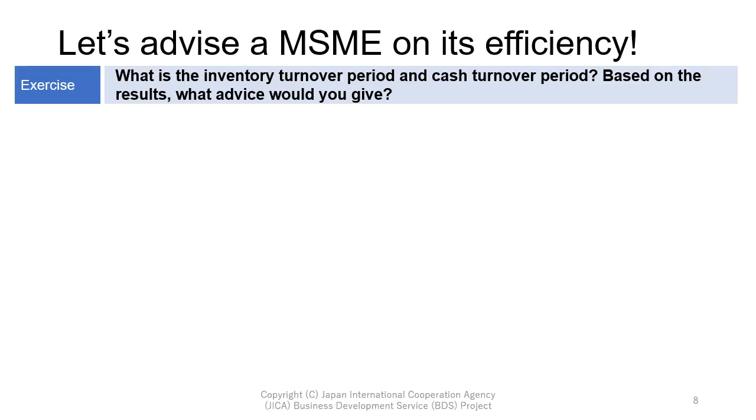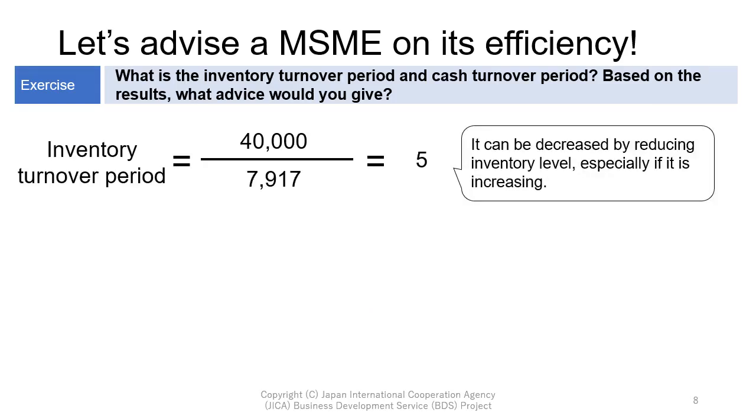Did you get your answers? Inventory turnover period is 5, but what does that mean? It means that maybe it is better for this honey factory to decrease the period if it is increasing. Honey does last long, but wouldn't they want their honey to sell more quickly to grow their business?